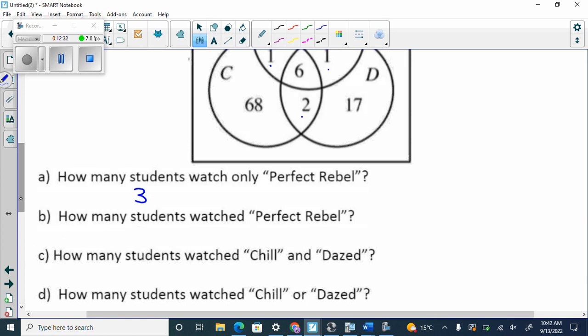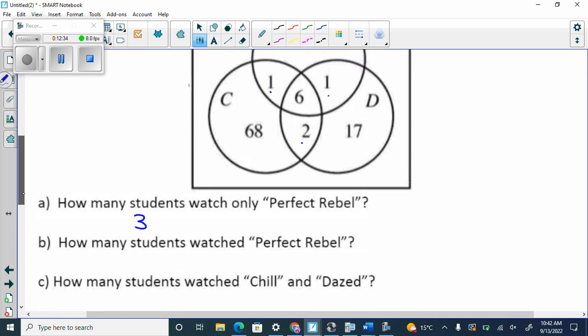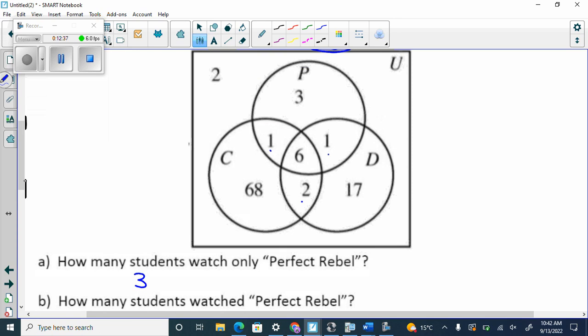That's totally true. Okay, I want you to write this down. Don't tell me, just write it down. How many students watched Perfect Rebel? Perfect Rebel. What do you think? Does it say Perfect Rebel only? No. Does it say Perfect Rebel but not something else? No, it says Perfect Rebel. Perfect Rebel is the Perfect Rebel circle. Count the numbers in the circle. How many numbers are in that circle? 3, 6, 1, and 1. How much is that? 11.